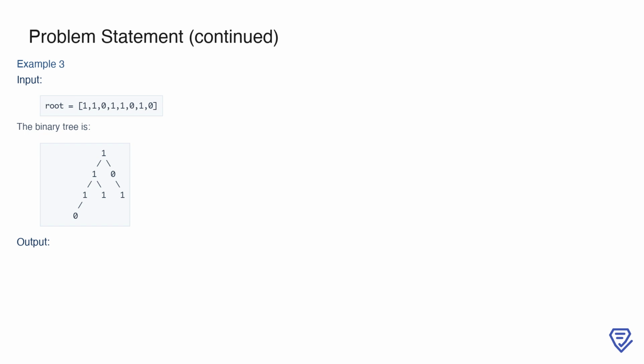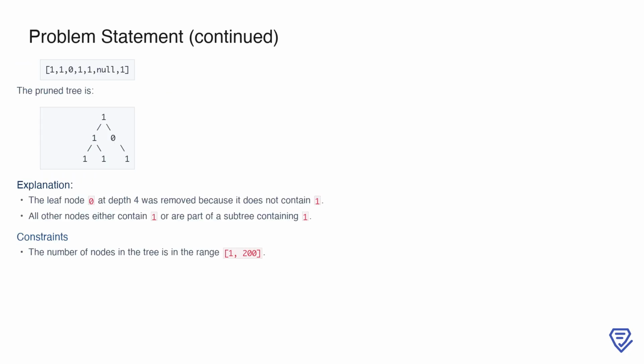This tree is larger and has more branches, which means the pruning process will involve recursively evaluating each node and its descendants to determine whether they should be removed or retained. After pruning, the output tree becomes 1, 1, 0, 1, 1, null, 1. When visualized, the pruned tree keeps the root node 1, its left child 1, and the right child 0.